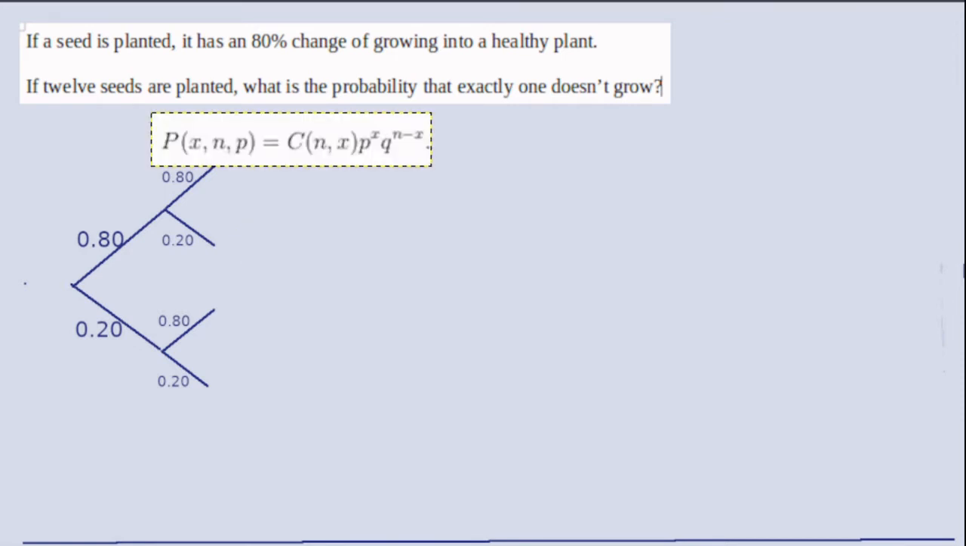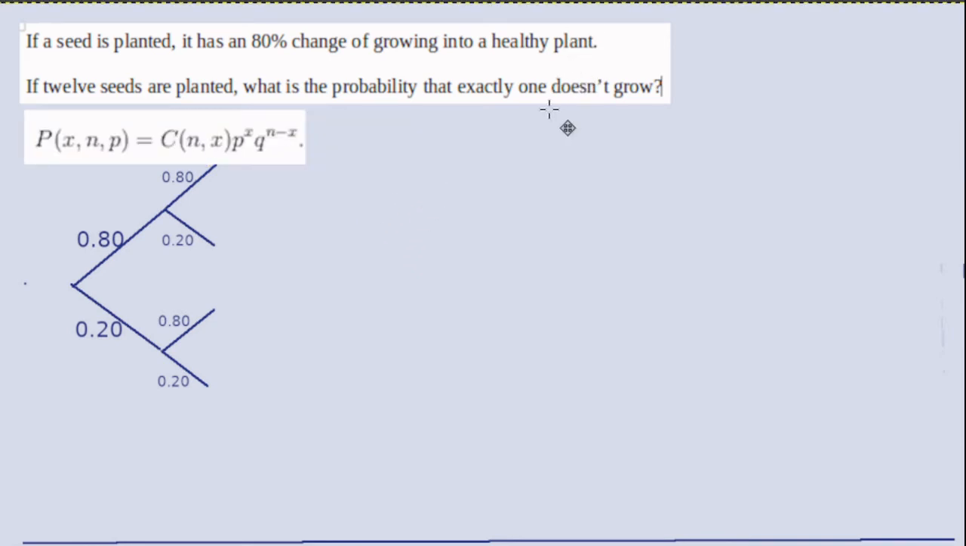We know the formula for calculating probabilities in a binomial probability distribution. Suppose, for example, that we wanted to know the probability that exactly 10 of them grow. Then x would be 10, n would be 12, and the probability of growing would be 0.8. Now, what we're interested in knowing is what the probability is that exactly one of them does not grow. That means that exactly 11 of them do grow.